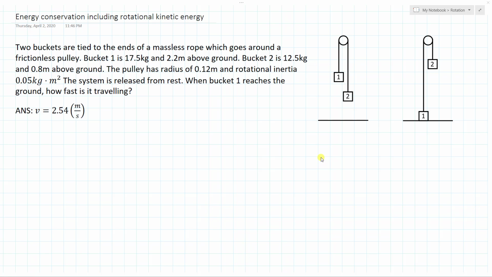M1, M2, and in this example, M1 has 17.5 mass, and M2 is 12.5, so M1 comes down and M2 goes up. That was before rotational kinetic energy. And now with rotational kinetic energy, this pulley is considered a disk, and it has a rotational inertia that's given right here, rotational inertia of that pulley, and also has a radius. So now when this thing starts spinning, it should have some rotational kinetic energy.